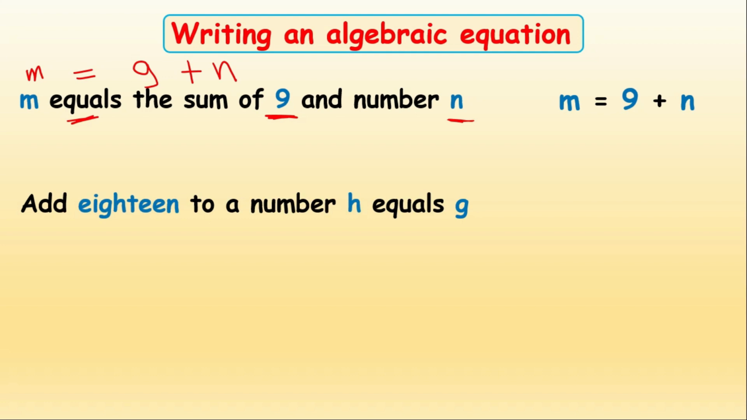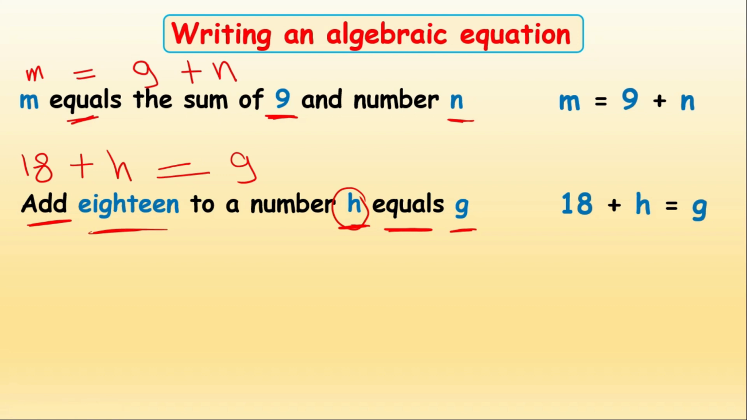Another example. Add 18 to a number h equals g. So add refers to addition. 18 to a number h. h refers to a number. So the sum of 18 and h. We're going step by step, no problem. Equals g. So the equation will be 18 plus h equals g.